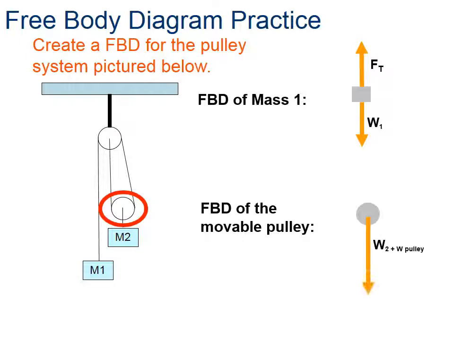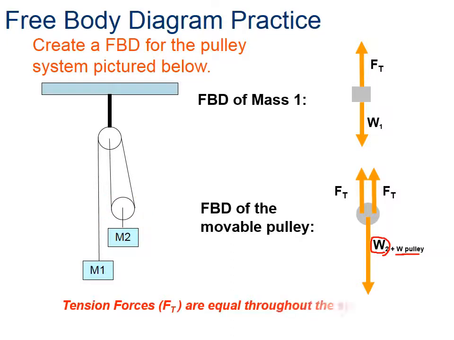So if we look at the movable pulley, let's take a look at that. A little bit more complex. So here we have the weight of the mass 2, but we also have the weight of the pulley. So we can't forget that. So that pulley does weigh something, and so we have to take that into account. And then we have the tension.